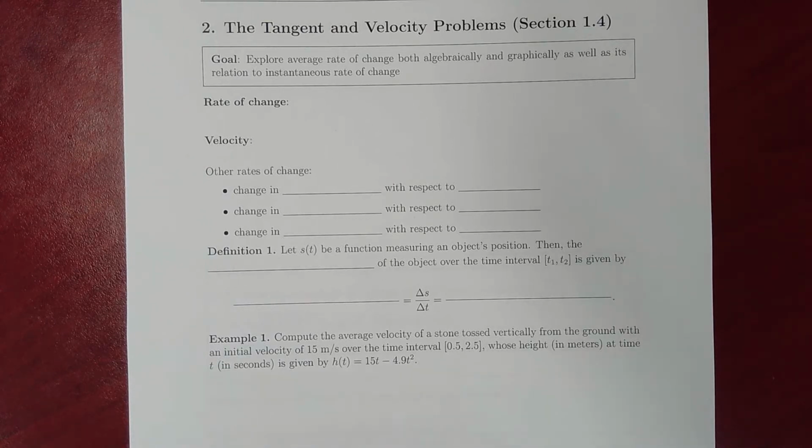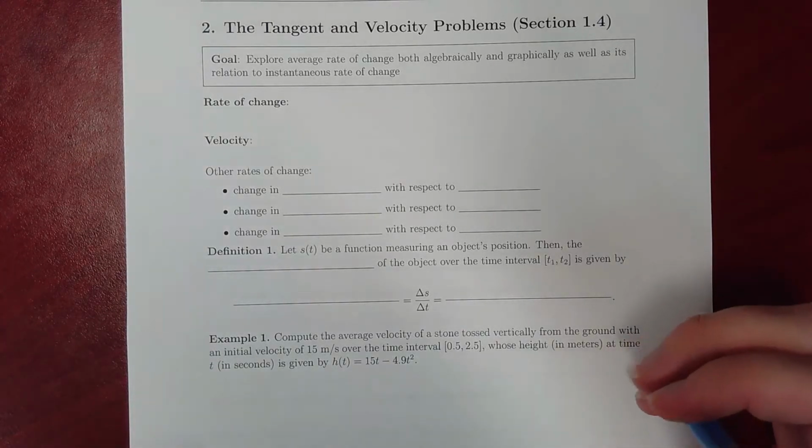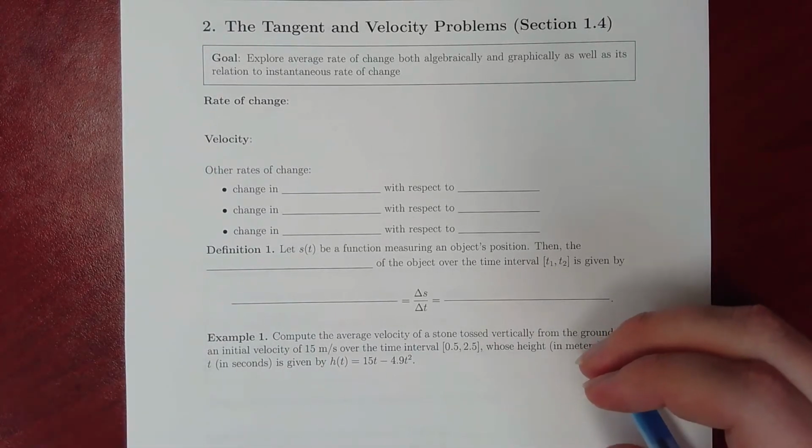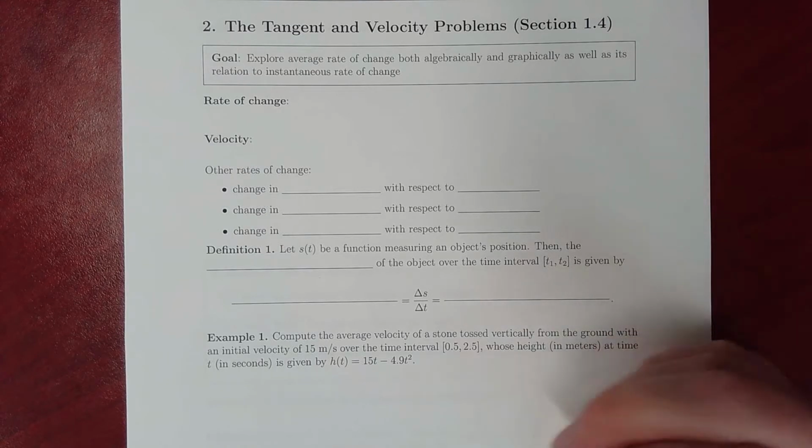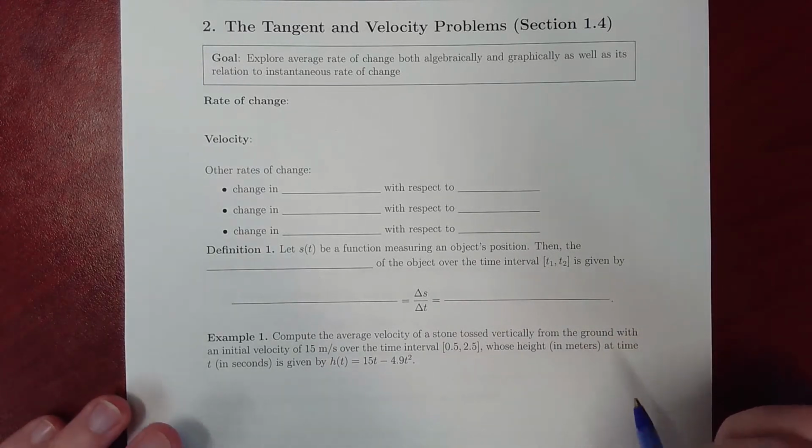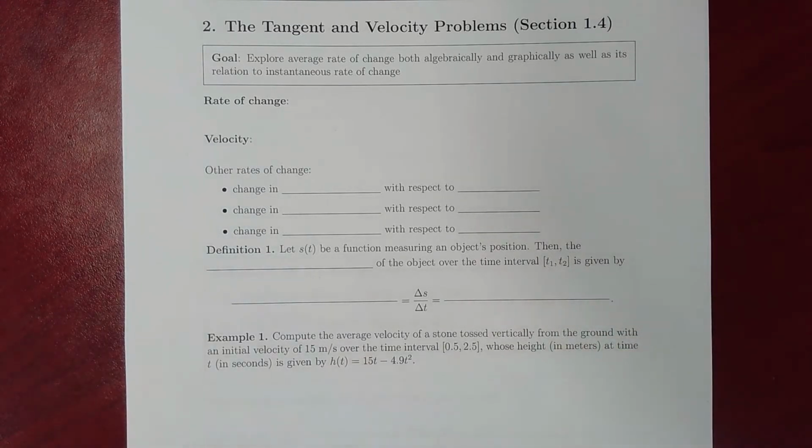So one of the big things we're going to focus on here are rates of change at individual points. It's going to be what our idea of the derivative ends up being. So we want to go ahead and explore this idea of average rate of change as well as an instantaneous rate of change. So the rate of change is just the relationship between two changing quantities.